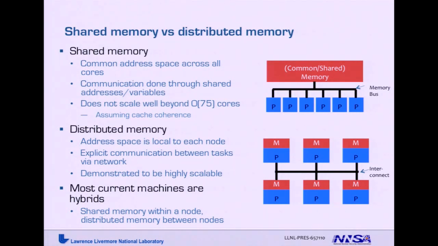So these are the two basic models, shared memory and distributed memory, that you'll see. And the fact is that most machines today are really hybrids of this. Because of the multi-core CPU architectures that are emerging, nodes typically have a number of cores or processors sharing the same memory bus, but then there's an interconnect connecting the nodes together to do message passing.